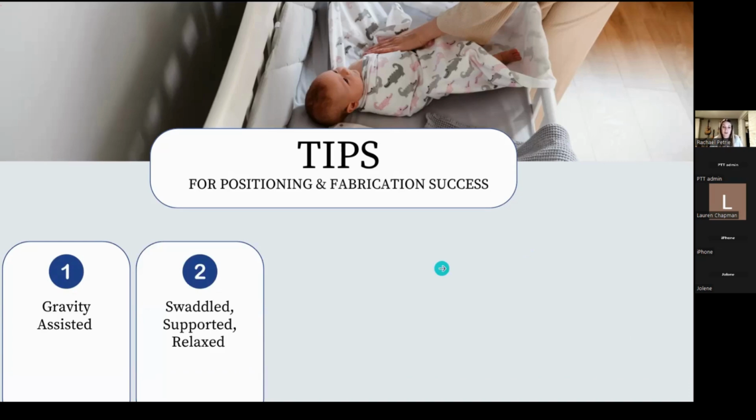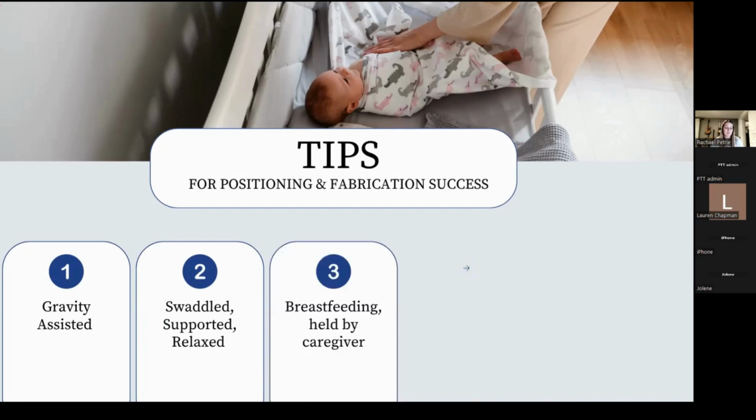And then again, if we're talking about the NICU or a baby, we want them to be swaddled with the exception of whatever extremity you're going to fabricate your splint on, and then have them supported and relaxed. So they can be breastfeeding, like you'll see in this next bullet point. They can be feeding, they can be however they need to be comfortable and relaxed. It's really, really hard to make a splint with somebody who is fussy or crying or moving all over the place.